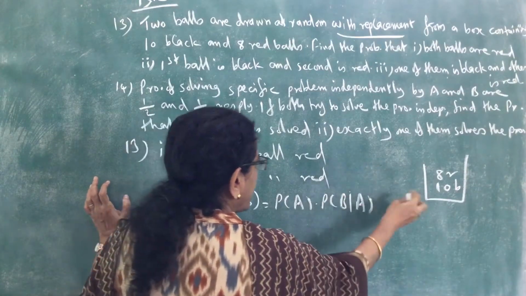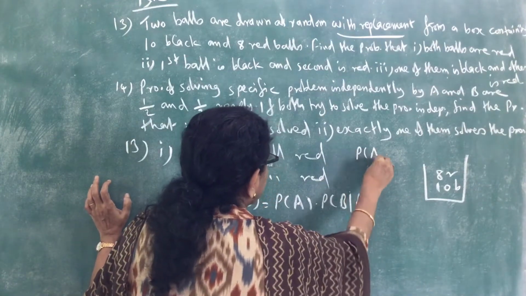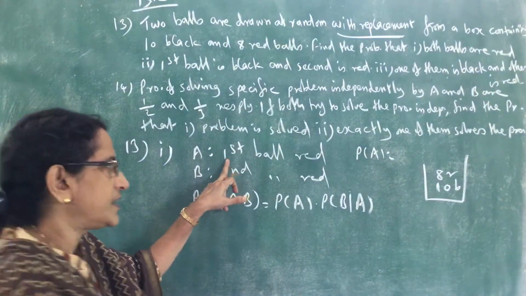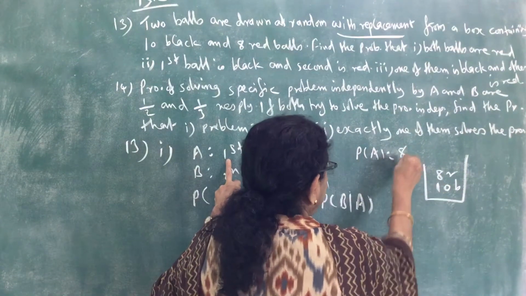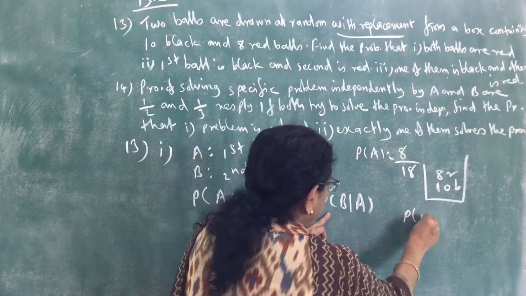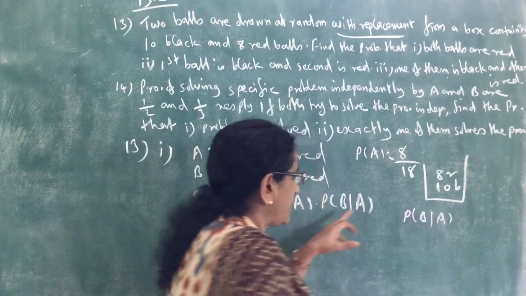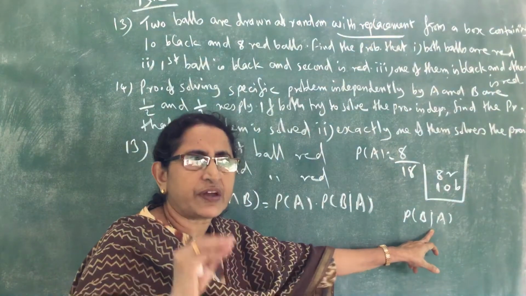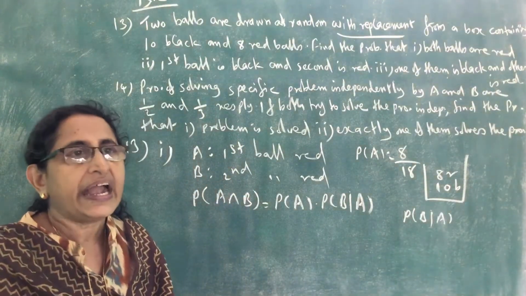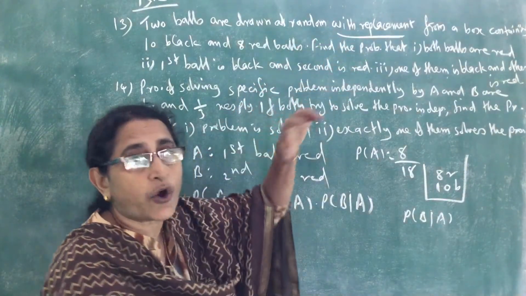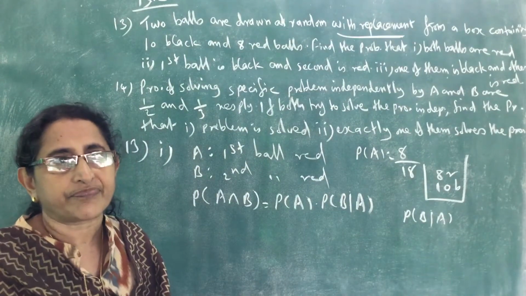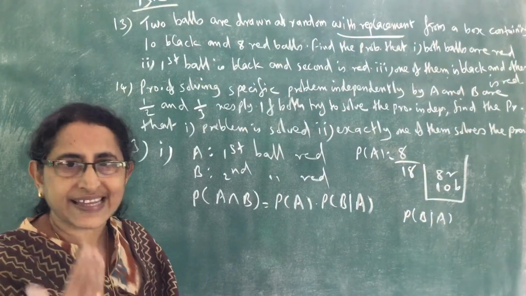Now what is the probability of A? The probability that the first ball drawn is red: there are 8 red and total 18. And what is the probability of B given A? If the first ball drawn is red, what is the probability that the second ball drawn is red? Here the balls are drawn with replacement, so after one ball is taken, it is kept back. So it doesn't make any difference on the second draw.